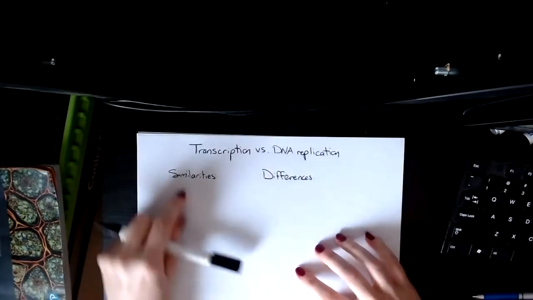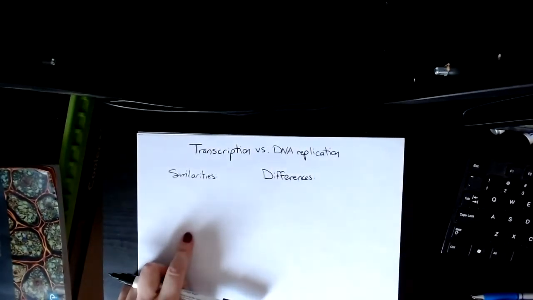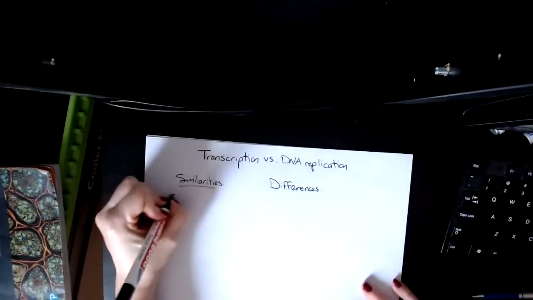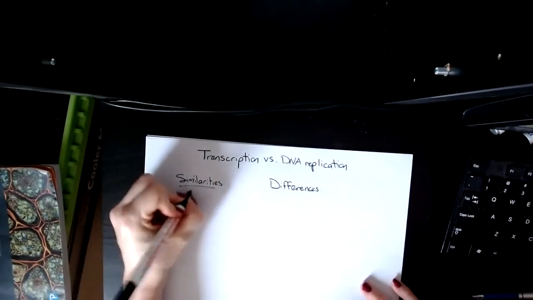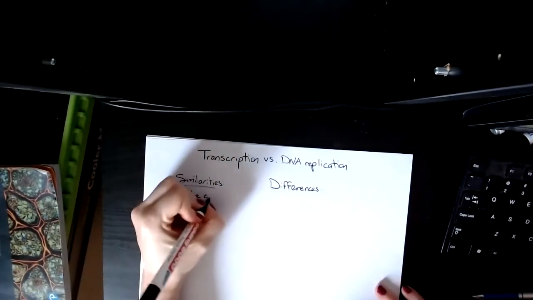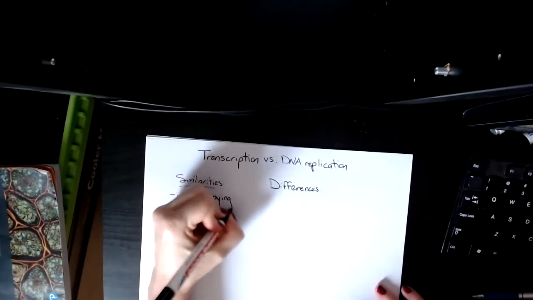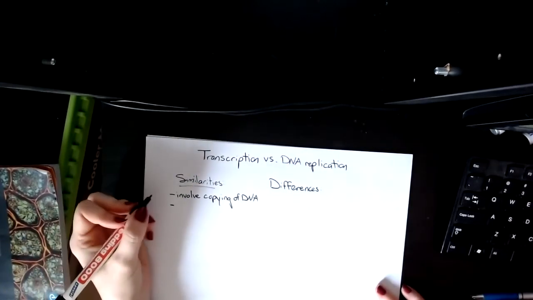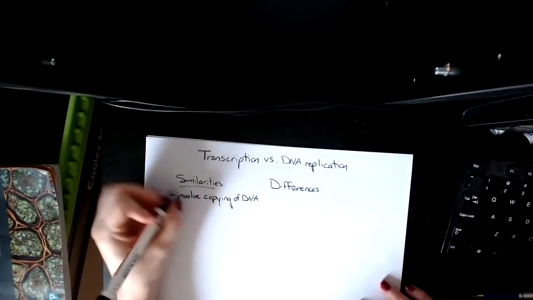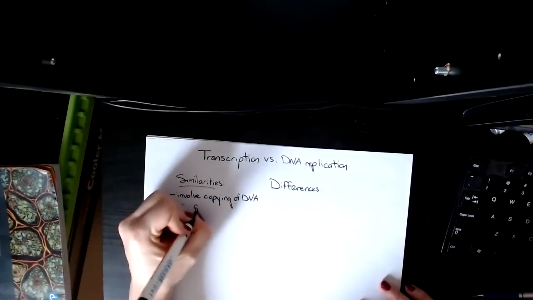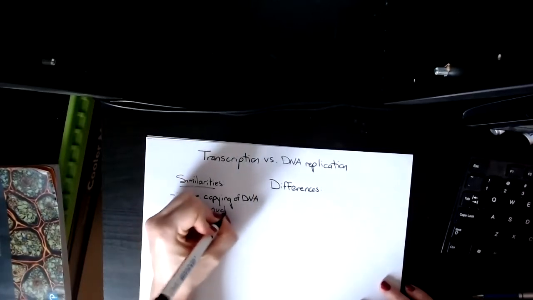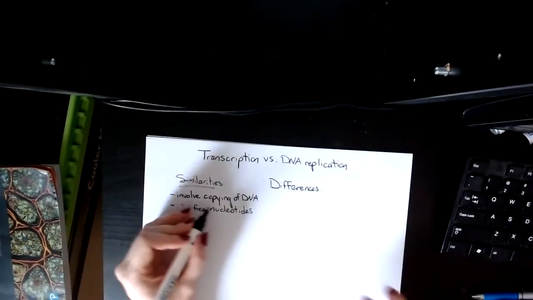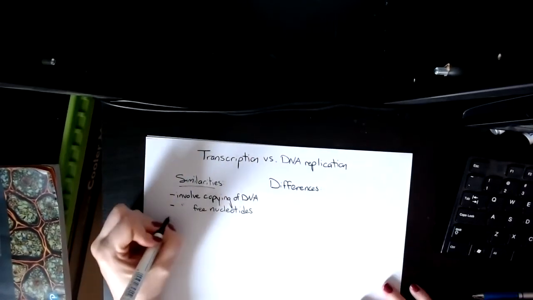Okay, so I'm going to outline some similarities and differences for these two things. I'm going to talk about the similarities first. Both of them involve copying the DNA, and both of them involve free nucleotides. And don't worry, I'll get to the idea of RNA versus DNA nucleotides. So you're copying the DNA in both of them, and you're using free nucleotides in both of them.